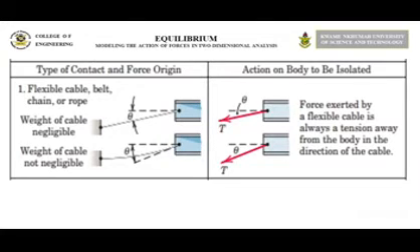1. Flexible cable, belt, chain or rope. On your right, that is the action on the body to be isolated. The unknown introduced here is labeled T, which replaces the cable. So the force exerted by a flexible cable is always a tension, meaning it is a pull away from the body in the direction of the cable.